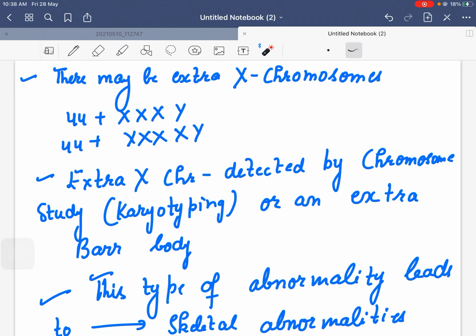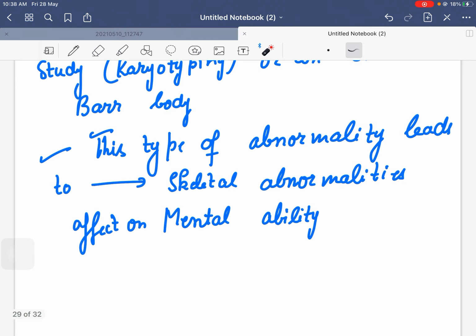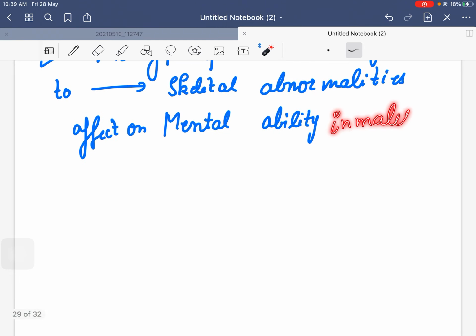And how is a person able to locate these extra X chromosomes? When they do the chromosome study, they appear as stained bodies. If they are extra chromosomes, they appear as very dark stained bodies in the nucleus when you observe them under the microscope. So this type of abnormality in males leads to skeletal abnormalities, and it also affects the mental ability in males, right?